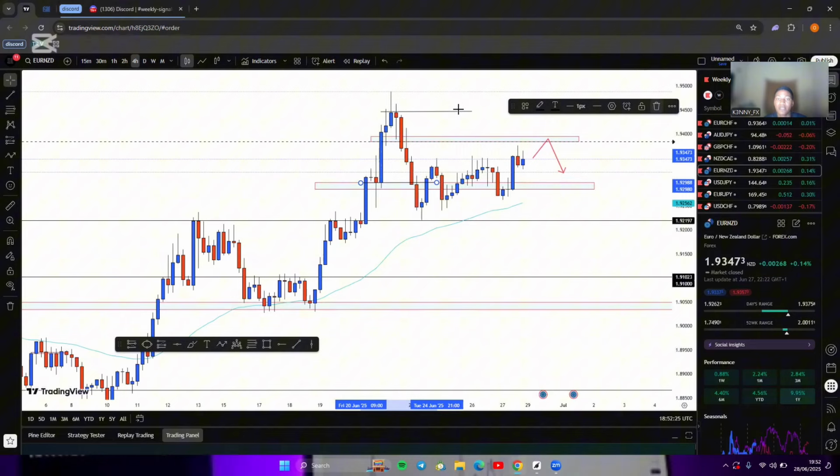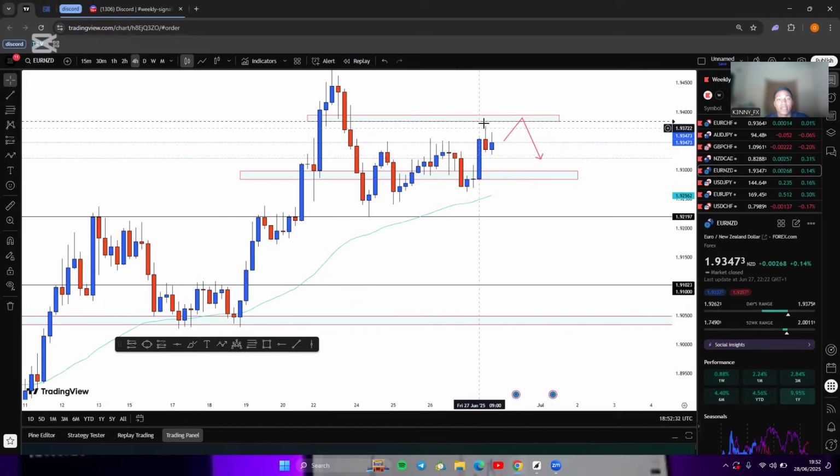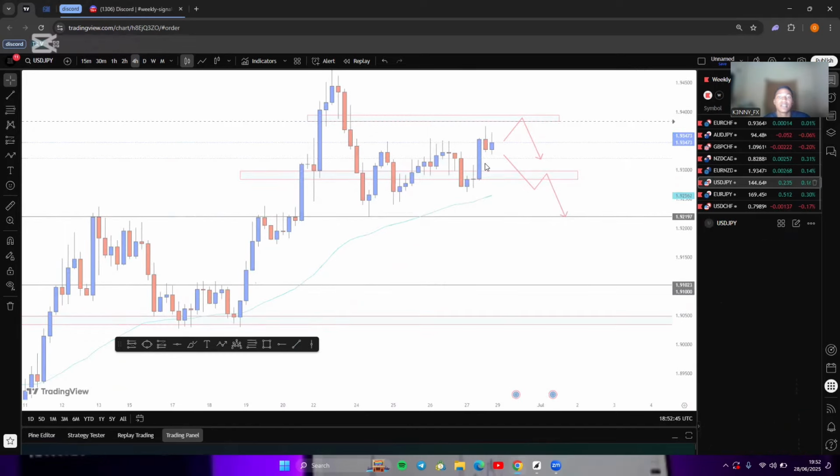So now I'm waiting for a pullback to sell, either to here to sell, or to break under, retest and sell, something like that. So that's one other trade.